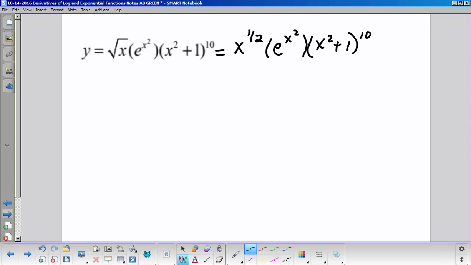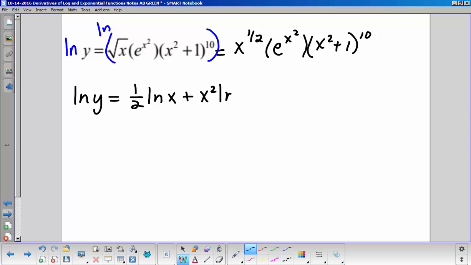So I'm going to take the log of both sides, and I get the natural log of y equals, now can we unbundle this all in one step? This is all multiplication, right? So it's going to be addition. And then what happens to the exponents on all of these? They come down in front. So can you go with me here? And this is 1/2 the natural log of x plus, what's the next one? x squared natural log of e plus 10 natural log of (x squared plus 1).